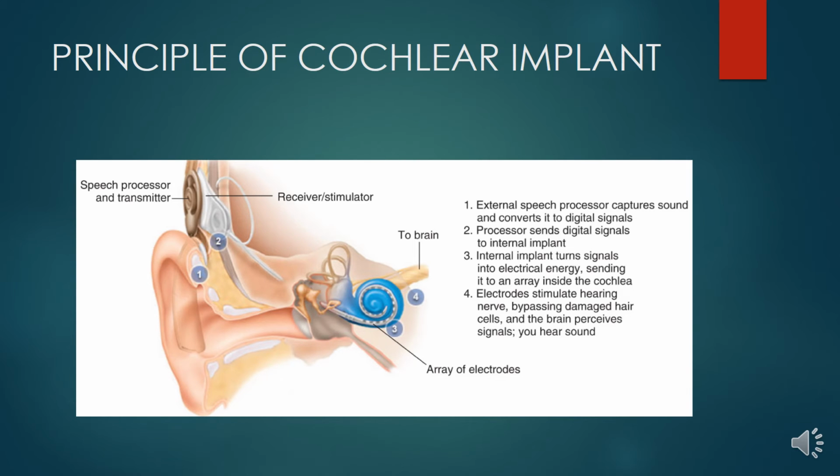Now the principle of cochlear implant. Here we can see we have also labeled the diagram, where the first one indicates the external speech processor captures sound and converts it into digital signals. The second one is a processor that sends digital signals to the internal implant. The third one shows the internal implant that turns this into electrical energy, sending it to the array inside the cochlea. The fourth one projects the electrode stimulating the hearing nerve, bypassing the damaged ear cells, and the brain perceives these signals, which we can hear as sound.